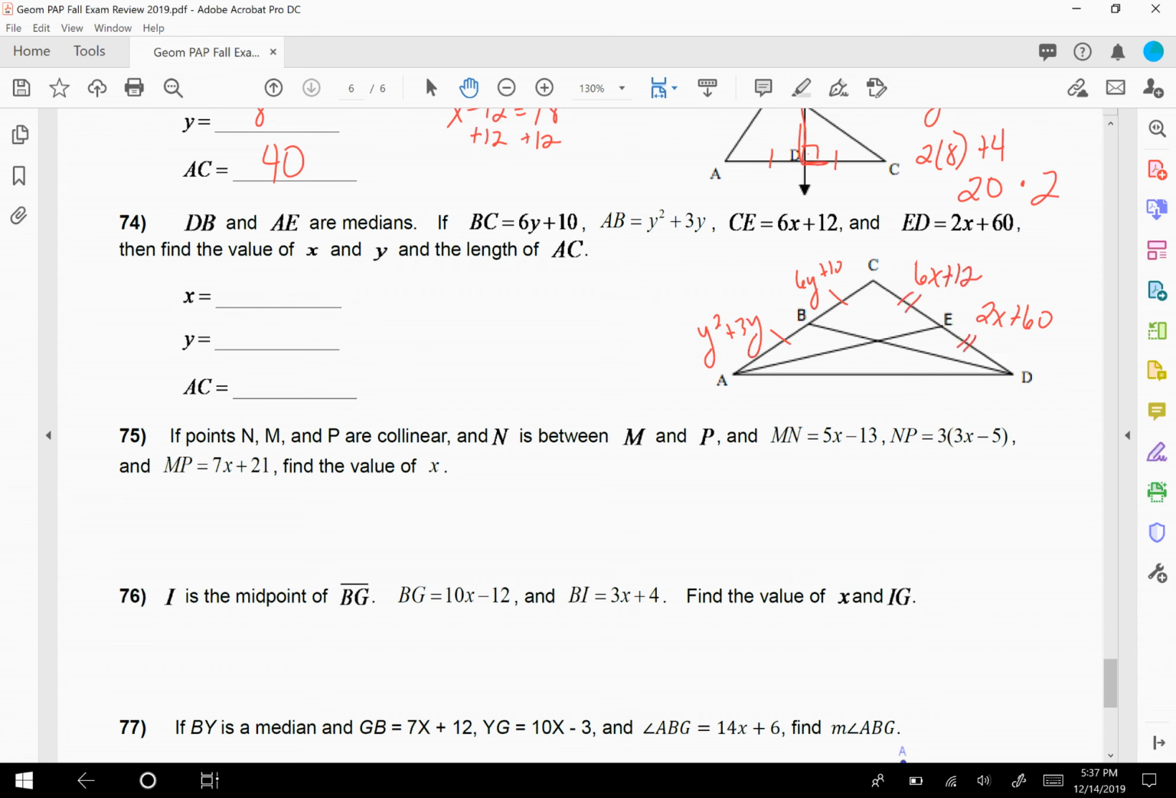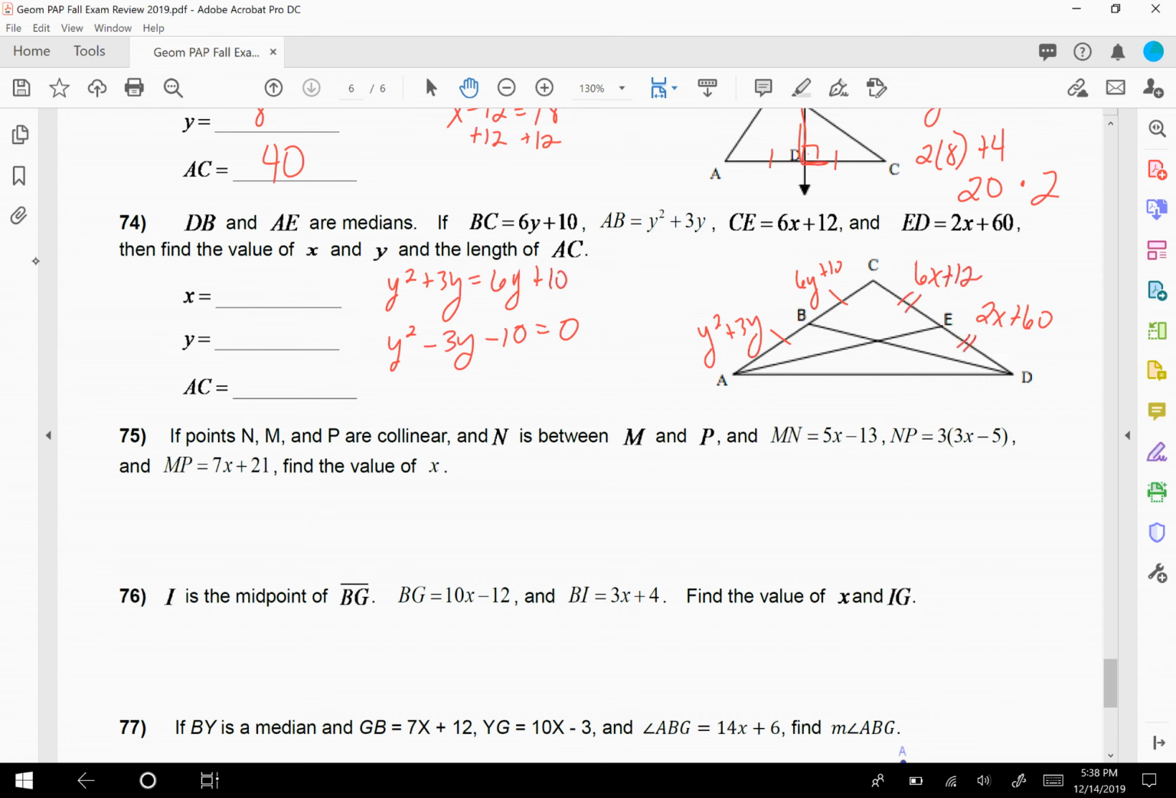Since they're medians, we know that the pieces are equal. So y squared plus 3y is equal to 6y plus 10. Since we have the squared, we have to set this equal to 0. So we have y squared, and then I'm moving everything from the right-hand side over. So I have 3y, and I'm going to take away 6y, so it's going to leave me with negative 3y, and then negative 10. That's equal to 0.